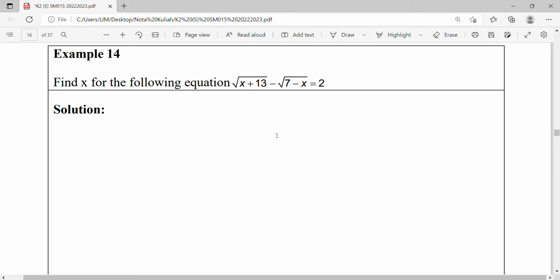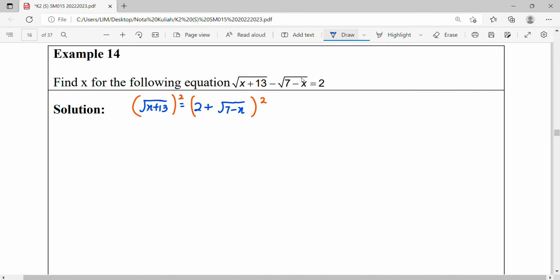So for this next example, notice that our equation has two surds. Therefore, in our first step we will rearrange. Let x plus 13 remain at the left hand side. Another surd, we move it to the right hand side. Then we can start squaring both sides.